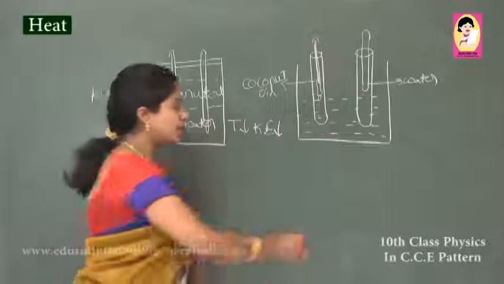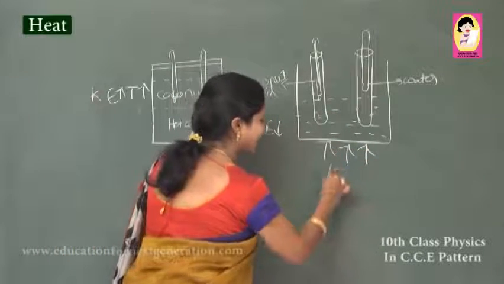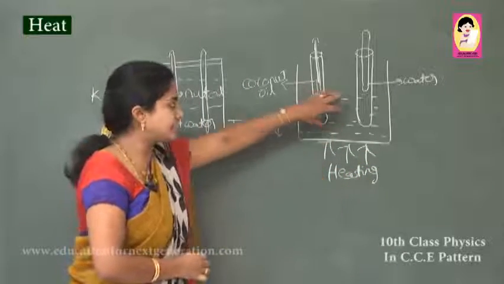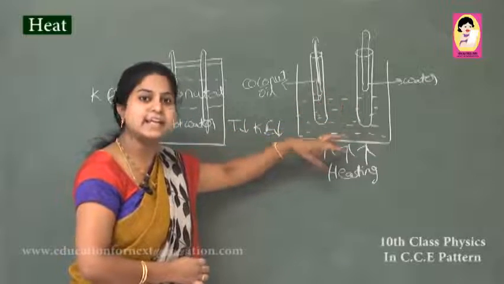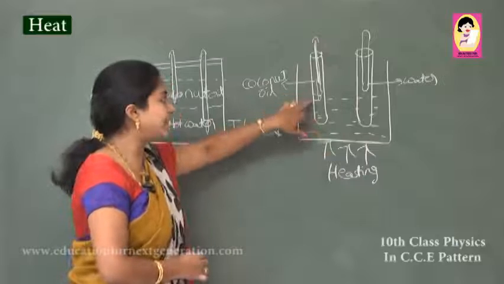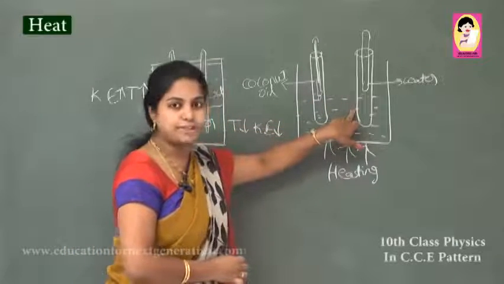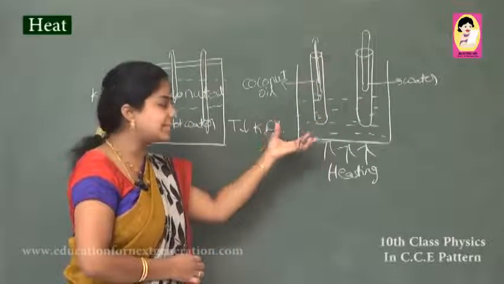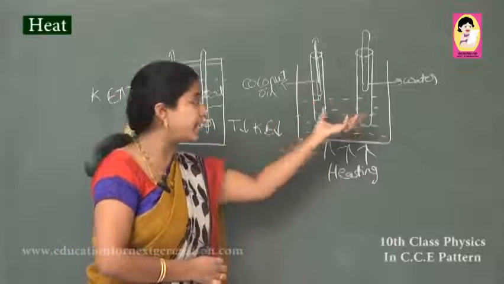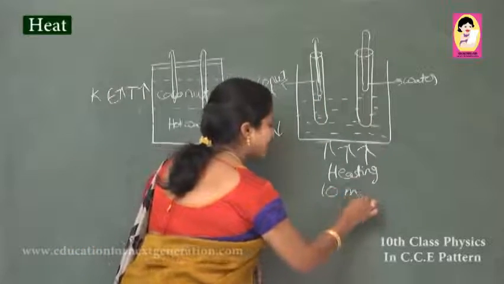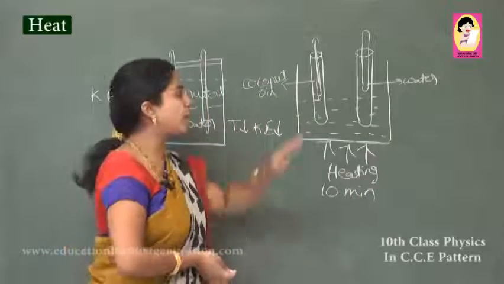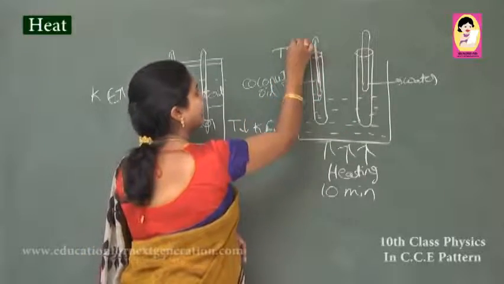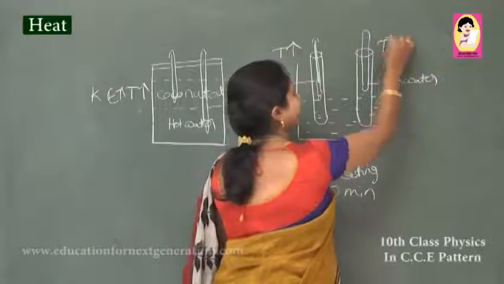Now what we have to do? This beaker should be heated. If it is heated, first the water present in the vessel will get heated, and through that the coconut oil and the water in the test tubes will be heated simultaneously. For some particular time we have to heat both, for example 10 minutes. After 10 minutes, we have to check the readings of the thermometers. In coconut oil, the temperature is high, whereas in water, the temperature is less.